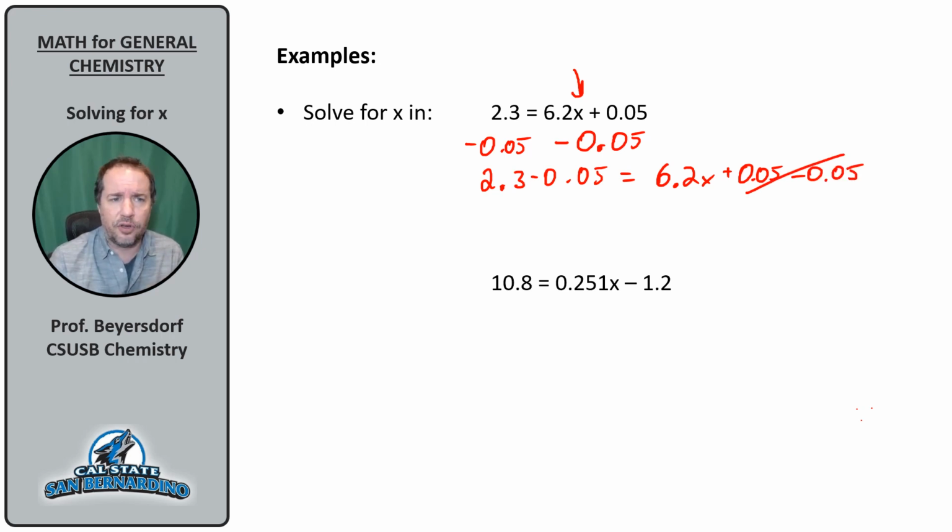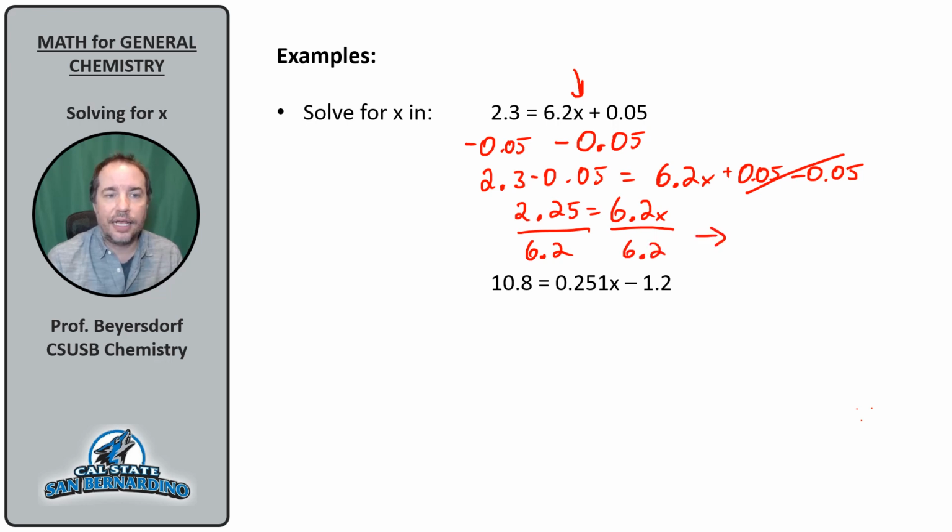So these two cancel out. I get 2.25 equals 6.2x. Now I divide both by 6.2. And that's going to get me that x is equal to 2.25 divided by 6.2. And that's 0.36 as our value.